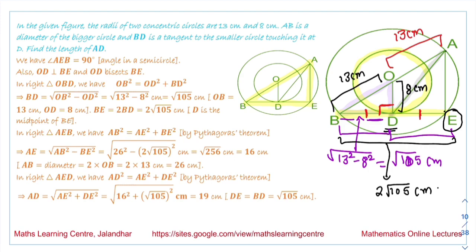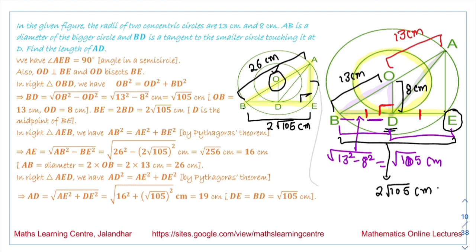What is the property of this triangle? This side AB is the diameter of this circle. It means this angle BAE will be a right angle because it is the angle in a semicircle. We have the length of BE is 2 root 105 centimeters. We have the length of BA is 26 centimeters.